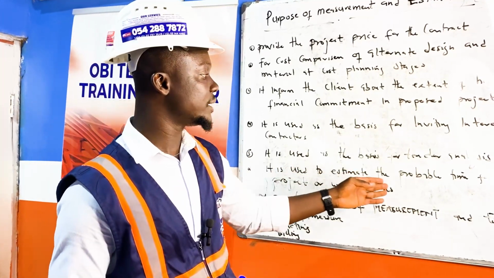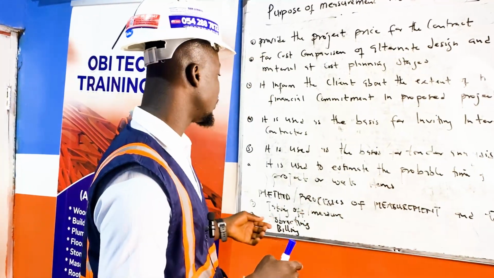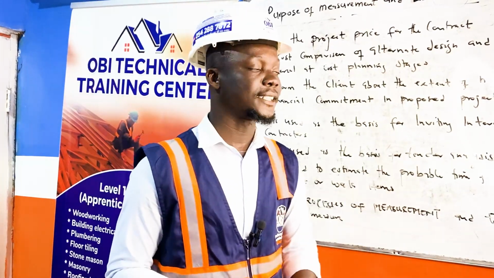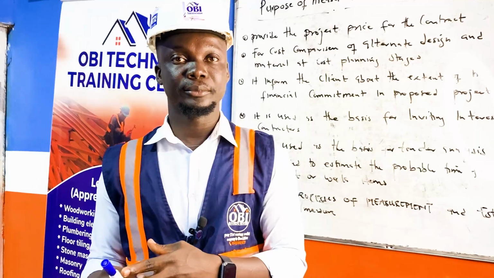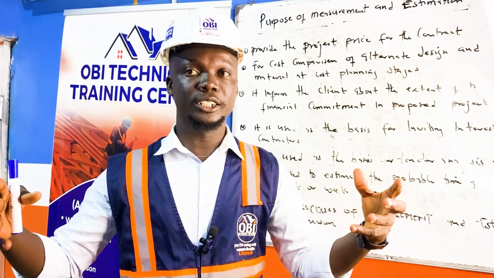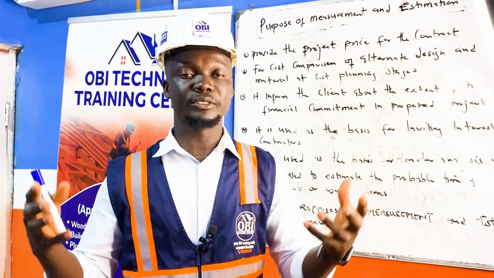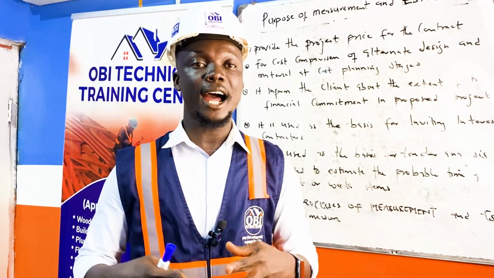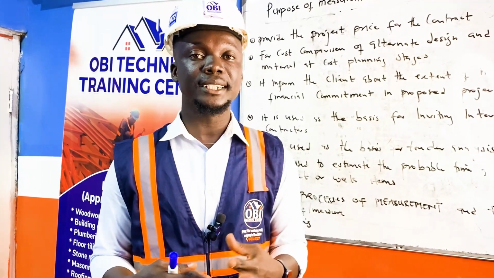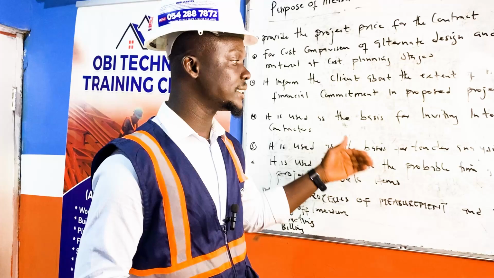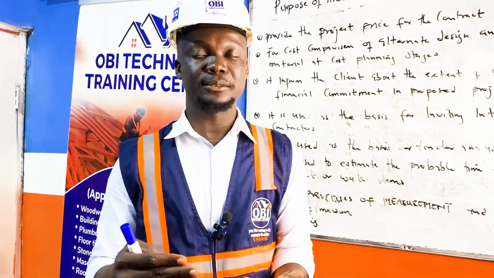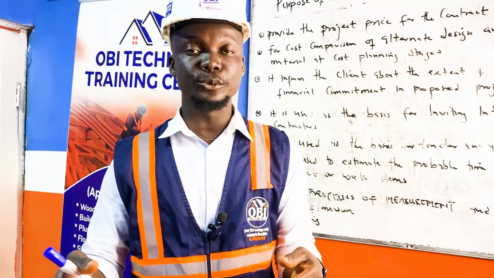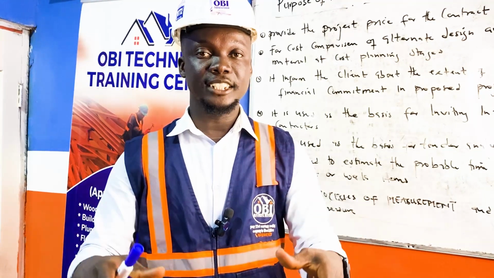It is used to estimate the probable time for the execution of the project or the work item. Before a project is completed, there's a start and a finish time. So the capacity of the project, or let's say the extent or the size of the project, will determine the duration or the period that is needed. So based on this measurement and estimation, they'll be able to provide a method statement, that is the processes that they are going to do in order to execute the job.